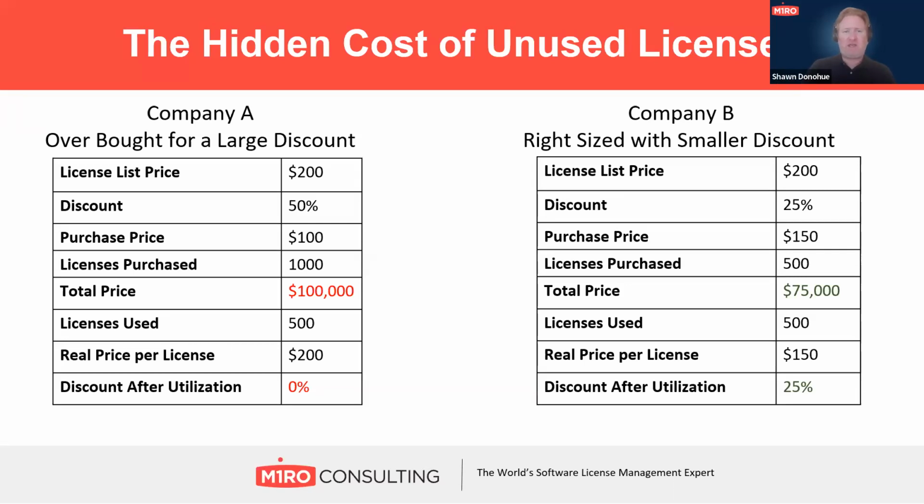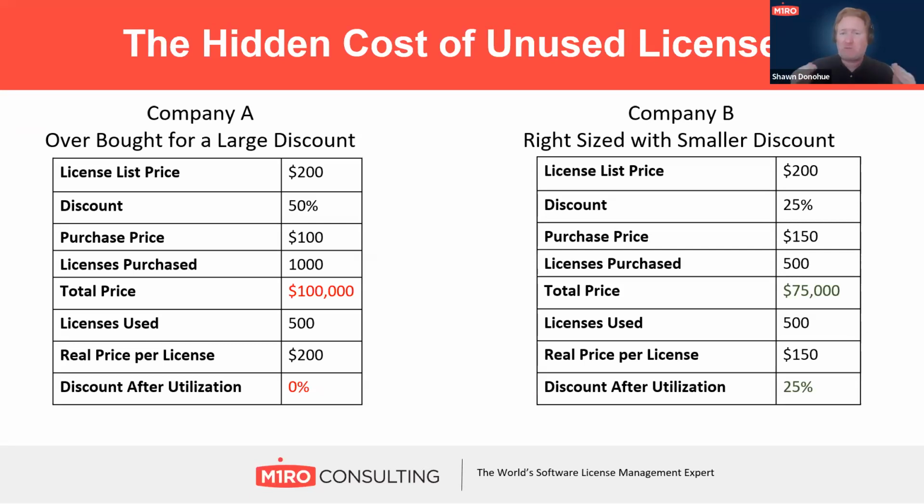So company A, they go for the big discount. They say, I'll purchase more for the bigger discount. Company B says, we're going to be a little more conservative. We're going to pay that higher price. We're going to get less of a discount, but we're going to get fewer licenses overall. We're more confident. We're definitely going to get all these rolled out.